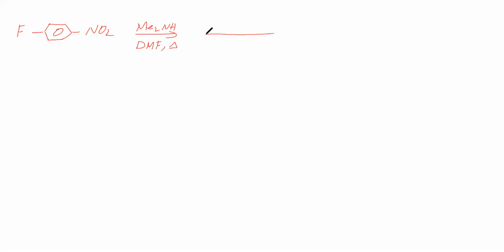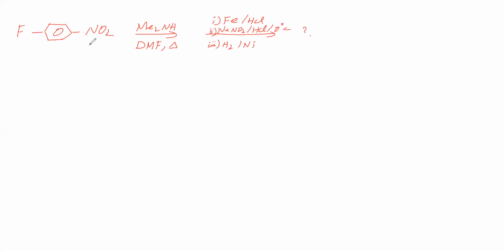The obtained compound is allowed to treat with iron and HCl, then NaNO2 HCl at 0 degree Celsius, then hydrogen and nickel. So what is the compound obtained?